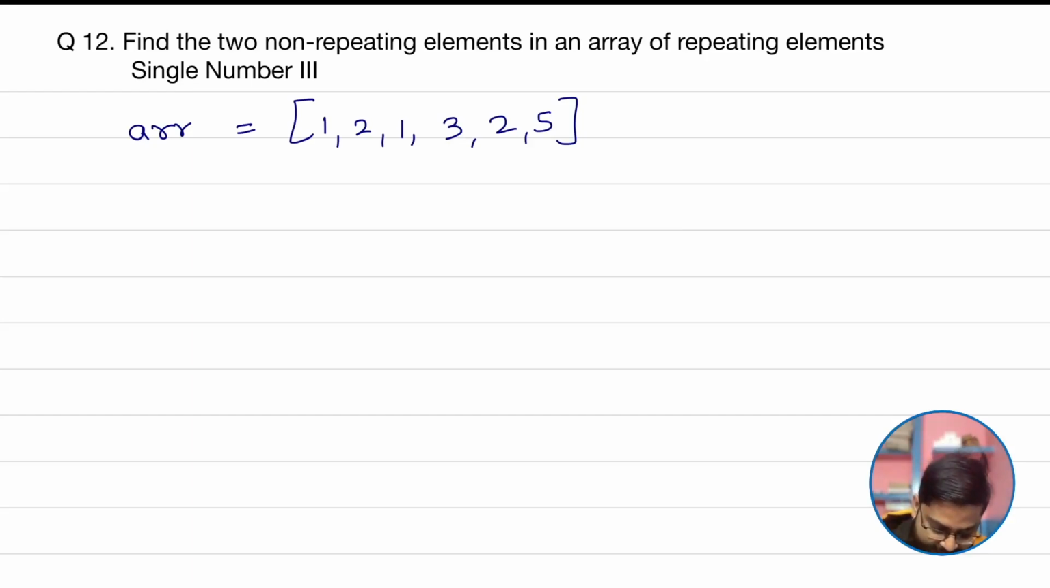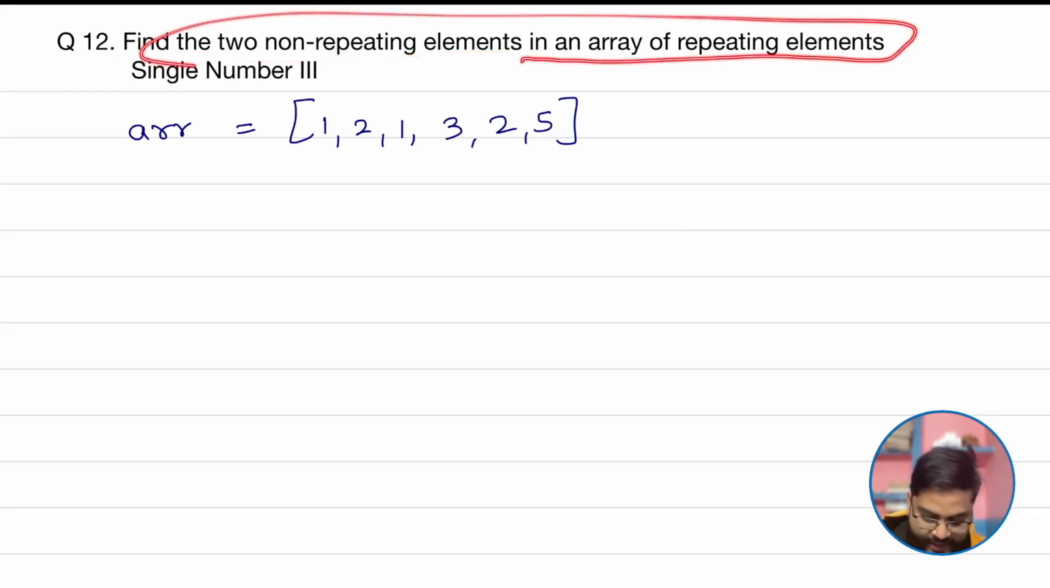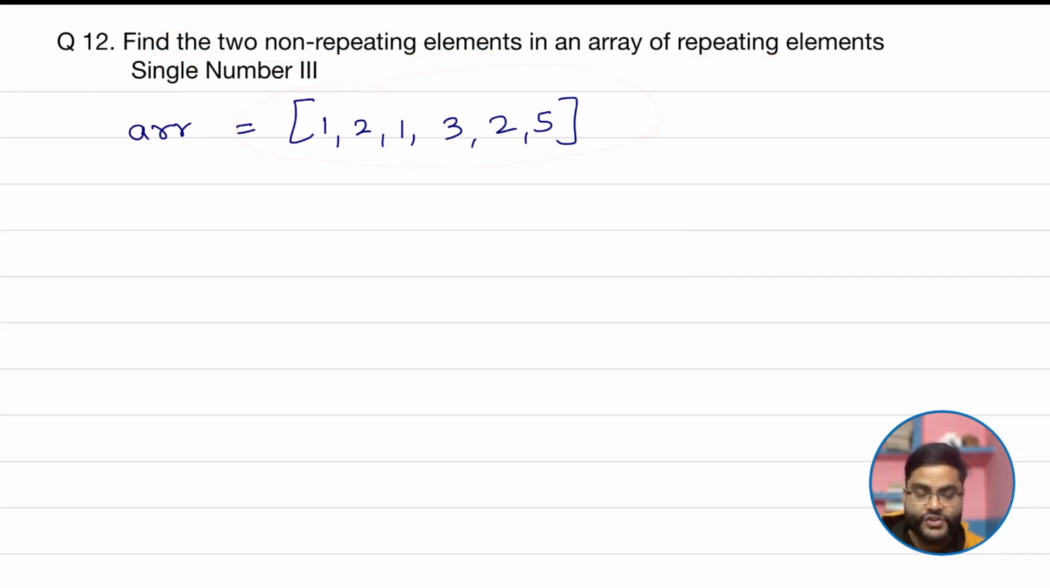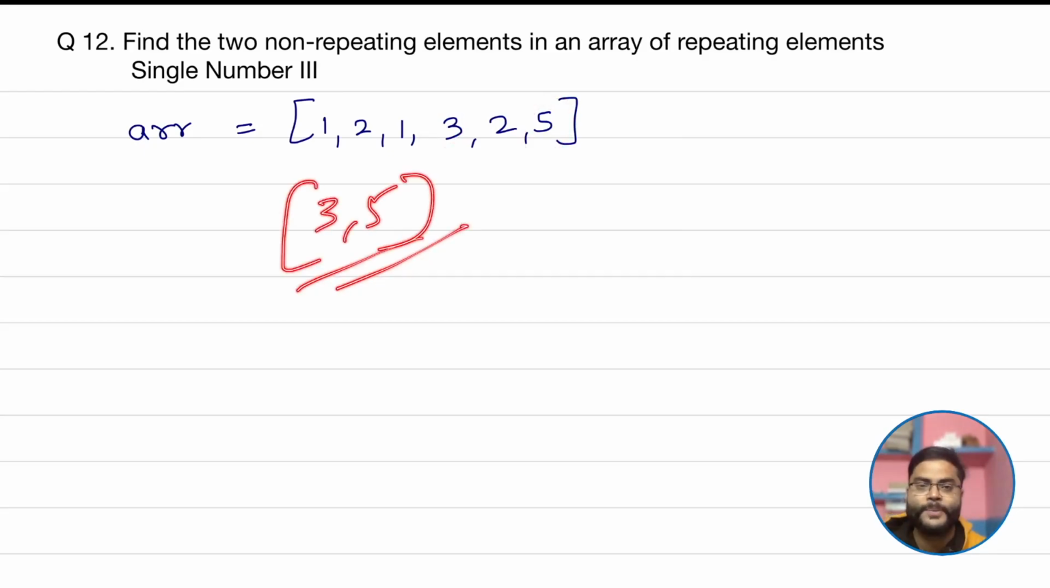Our problem statement is: find the two non-repeating elements in an array of repeating elements. We are given an array in which all the numbers repeat twice except two numbers, and we need to find those two. In this array, 1 is repeating twice, 2 is repeating twice, 3 occurs only once, and 5 occurs only once. So we need to return 3 and 5 as the answer, because they are the two non-repeating elements in our array.